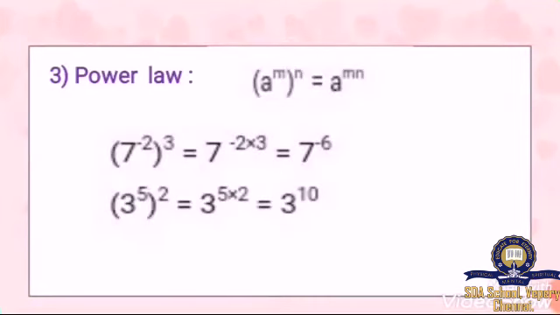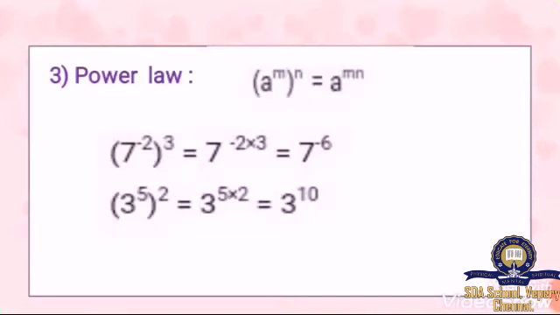In the same way, let me move to the next law, the power law. In this power law, we satisfy the condition a to the power m whole to the power n is equal to a to the power mn, which means that in the previous law we saw that the powers are added, but according to the power law we multiply the powers. So let me see with an example.